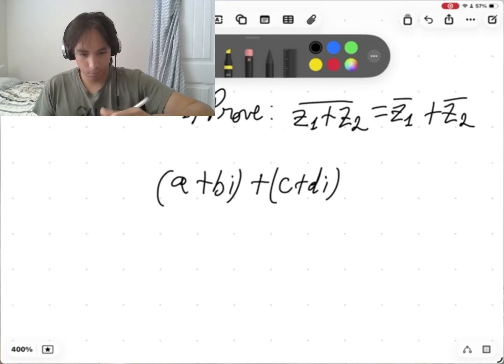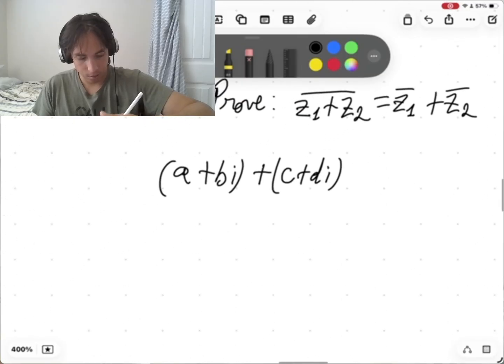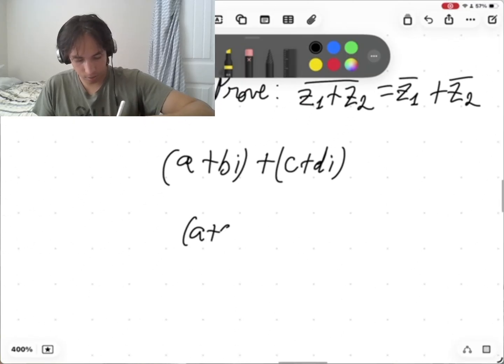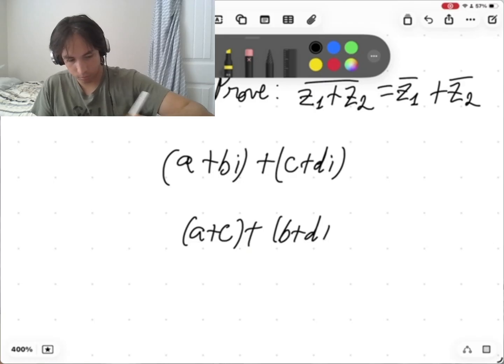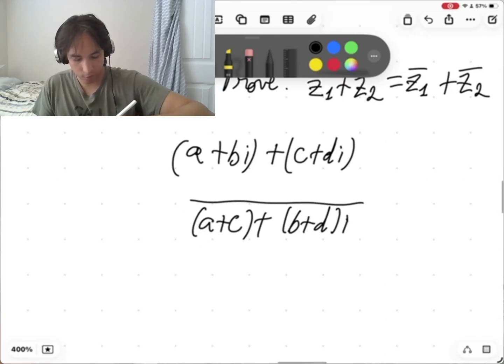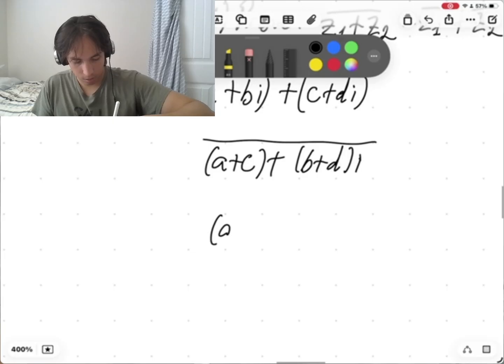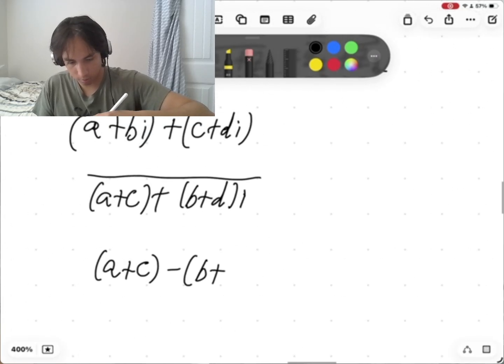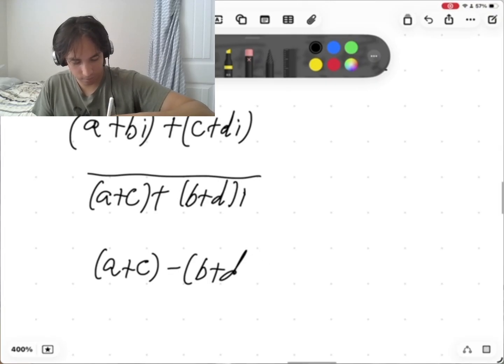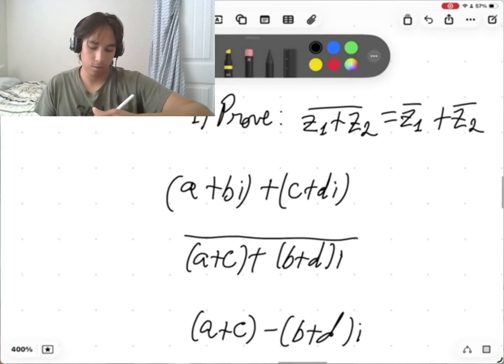So a plus bi plus c plus di is a plus c plus b plus d, i. The complex conjugate of that is a plus c minus b plus d, i.